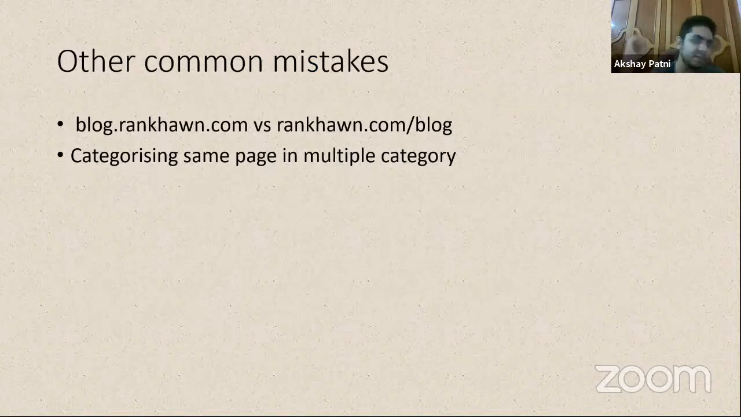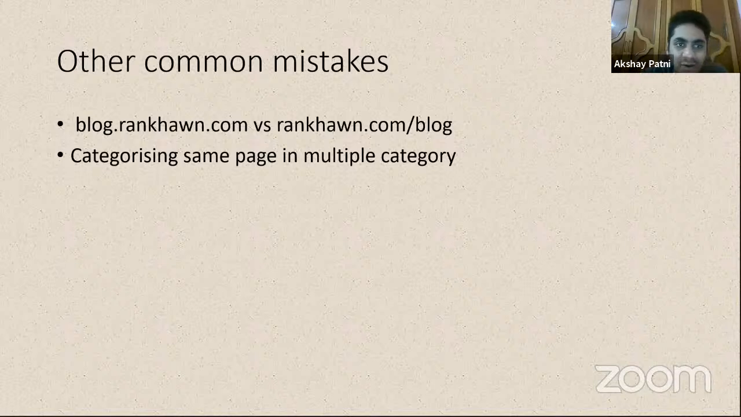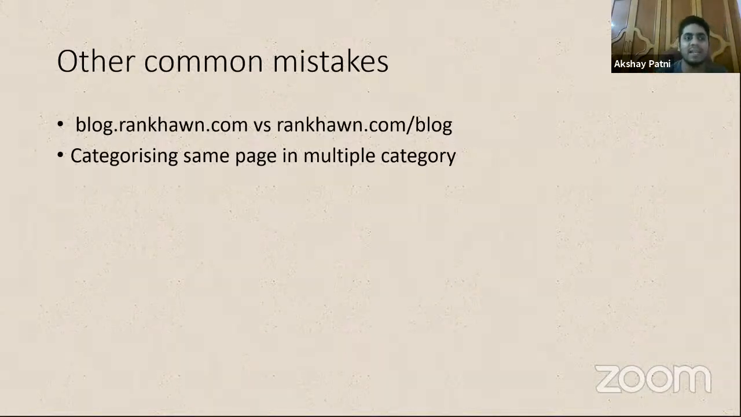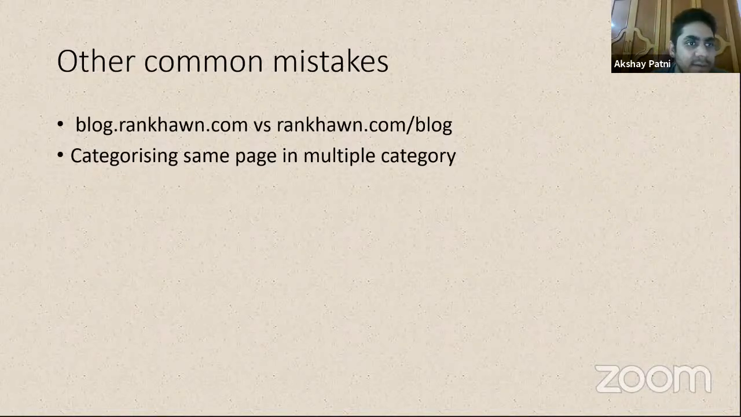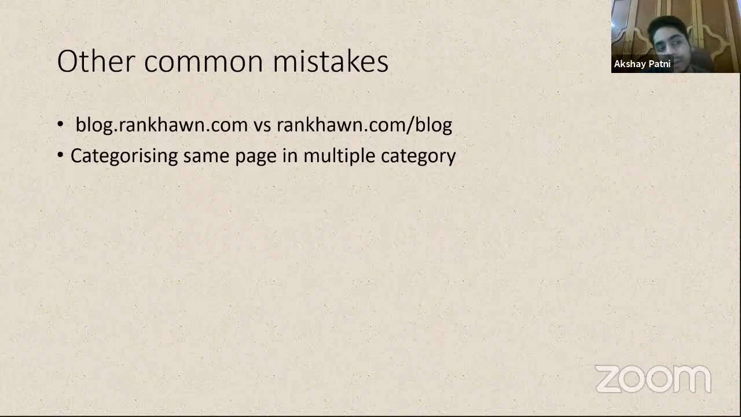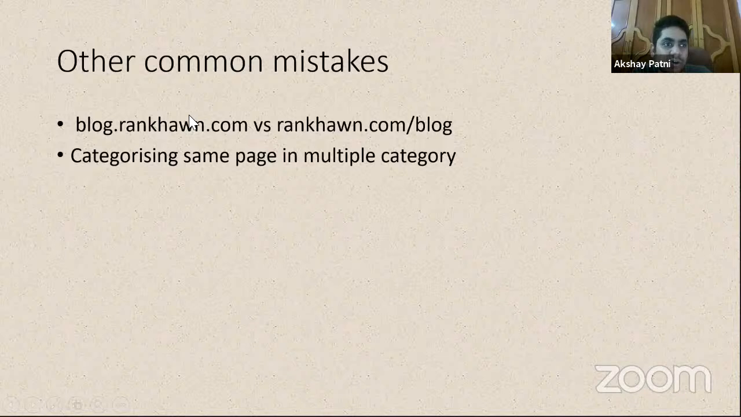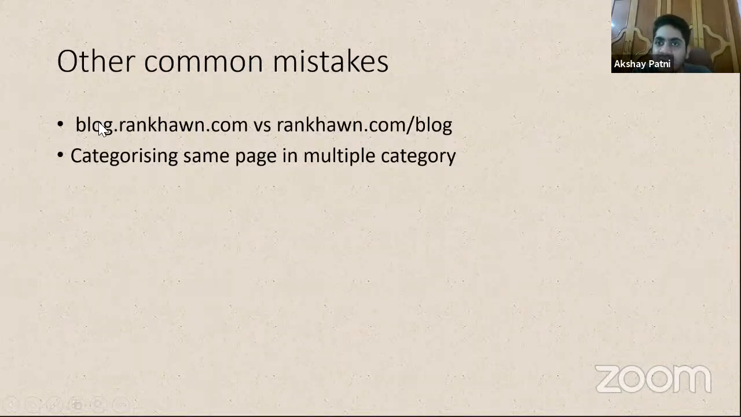Another common mistake people make is, let's say, they create a subdomain. This is blog.rankon.com versus rankon.com/blog. If you create a website like blog.rankon.com, what will happen here? This is completely considered a different website. Instead, you should always make a category like, let's say, blog. The difference here is that if you are creating backlinks and your website rankon.com is optimized, it doesn't mean that your blog website is also optimized.